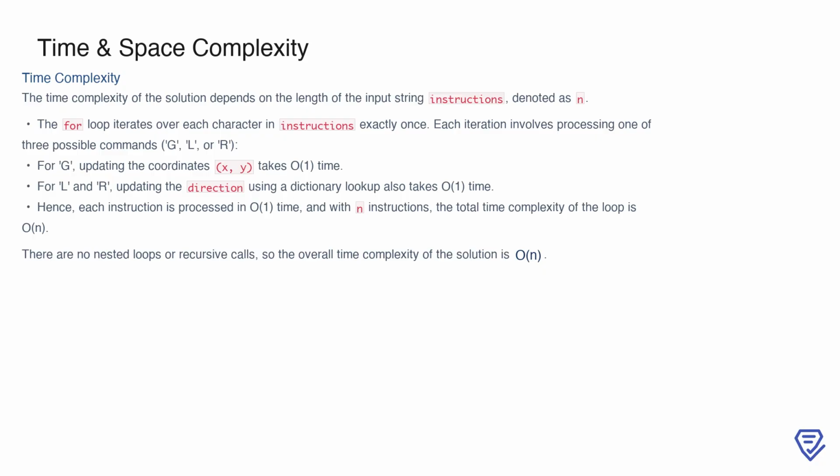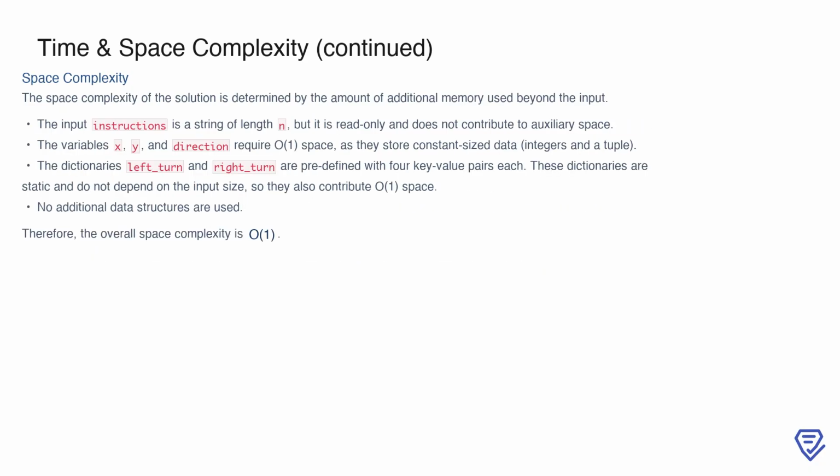loop becomes O(n). Additionally, there are no nested loops or recursive calls, so the entire algorithm maintains a linear time complexity of O(n). The space complexity of this solution is determined by the amount of extra memory used beyond the input. First, the input string instructions, which has a length of n, is read-only and doesn't contribute to auxiliary space usage. Then, we have variables like x, y, and direction, which store constant-size data such as integers and a tuple. These variables require only O(1) space.